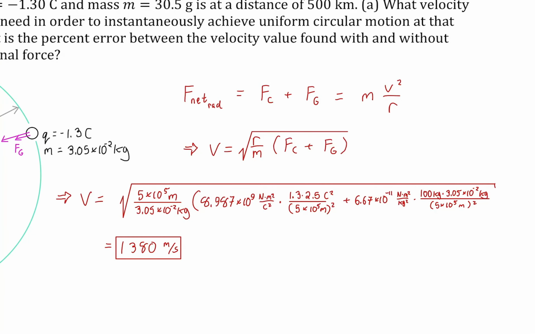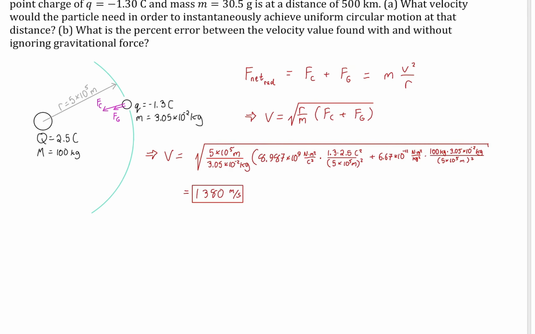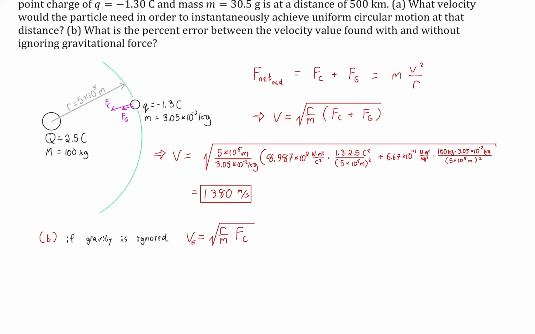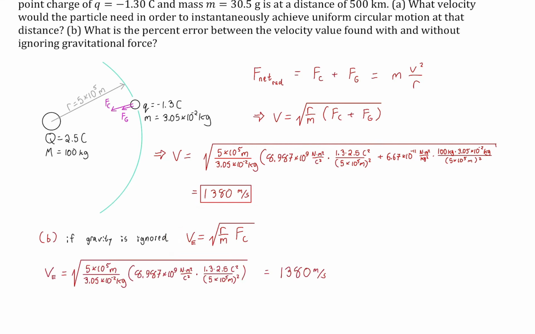That's when we say gravity is the weakest force. We do say that, by the way. Okay, so if we ignore gravity, then our velocity from our sum of forces, since this force would be gone, simplifies to this. This would be the velocity with just electricity, or just electrostatics. And we get 1380. Oh, I guess it rounded to the same number.